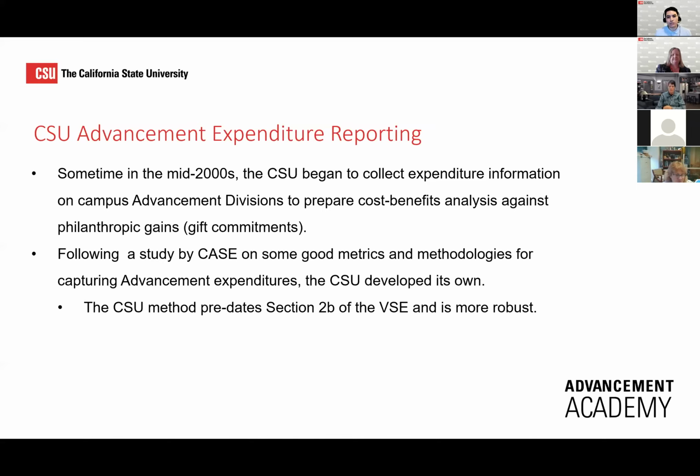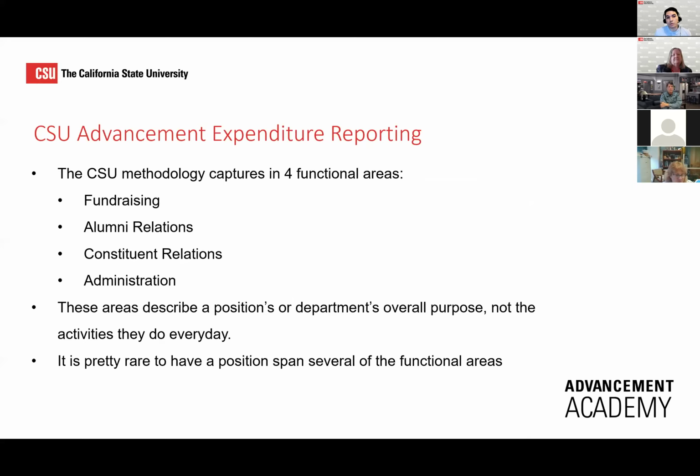Following a short study by CASE that looked at some of these metrics and methodologies for capturing advancement expenditures, the CSU took those to heart and developed its own. Again, it was all before Section 2B of the VSC. My guidance to campuses on that is, you can hold off on completing Section 2B because your teams will be providing a much more detailed report on our own custom-made website that we use to collect the advancement expenditures.